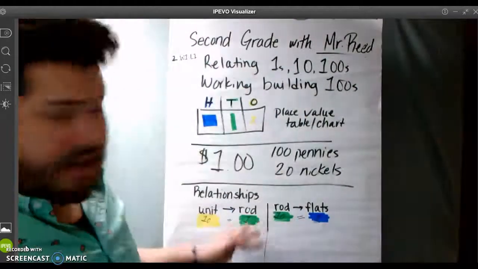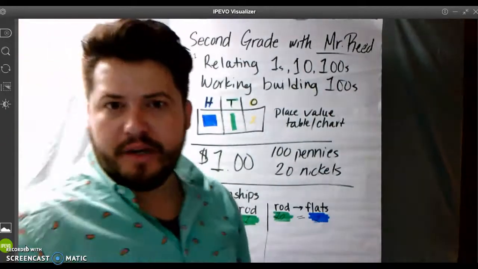Be thinking about this anchor chart when you're doing some independent work and you're working in path lasers.